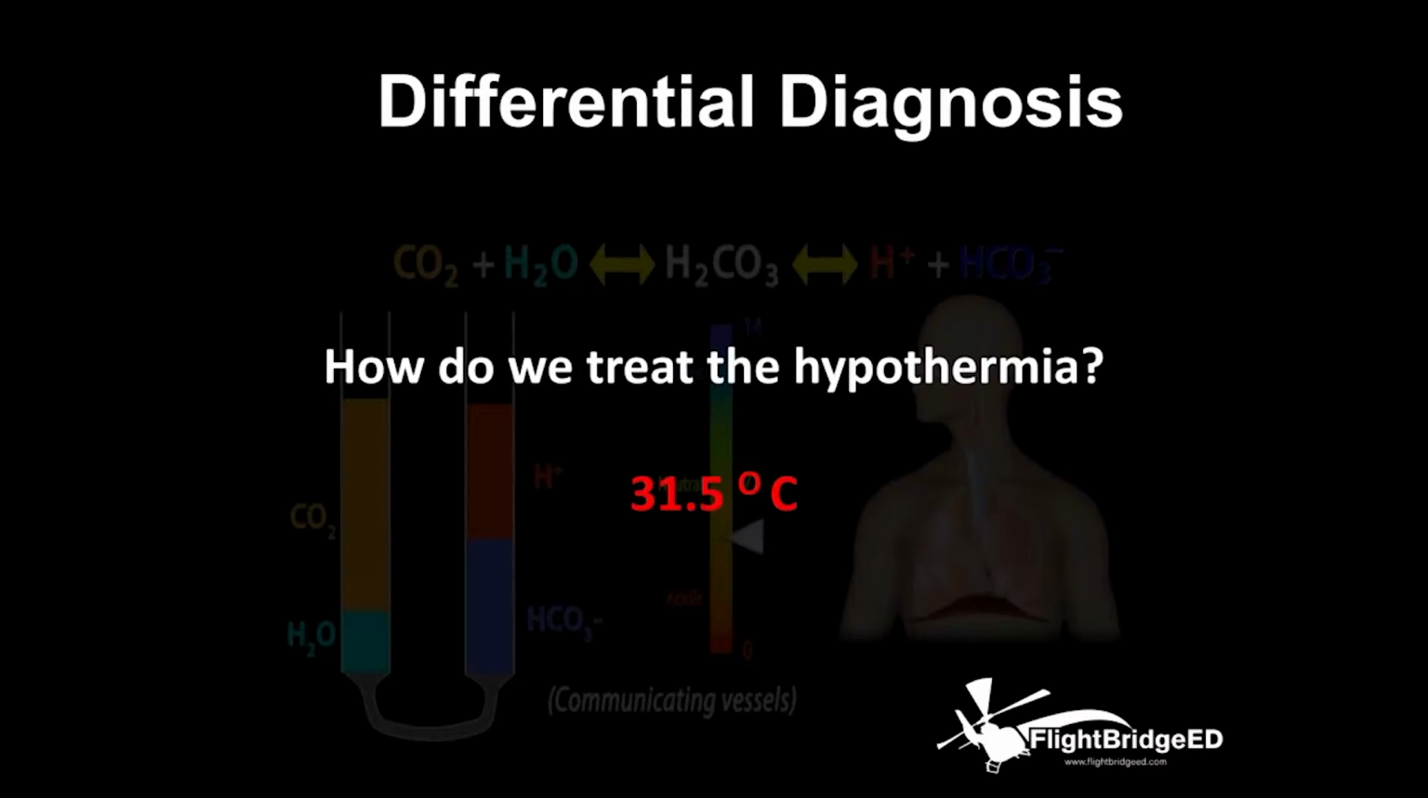We know the patient is hypothermic. How do we treat that? Well, we know that any temperature greater than 30, we start treating. We start working on the rewarming phases of passive external, active external, and active internal. Currently 31.5 degrees Celsius, so we're above that 30 degrees Celsius mark. We talked about that in the last podcast.